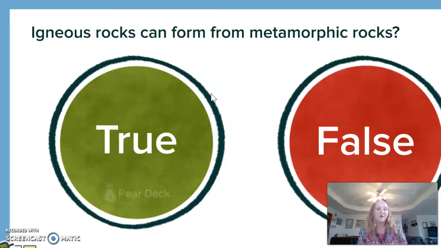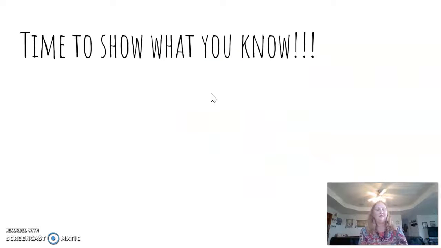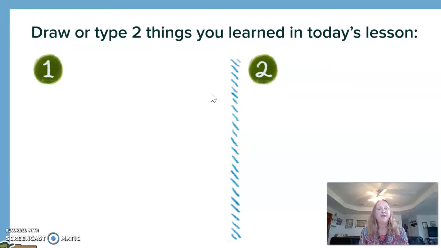Go ahead and answer true or false. Great job. Let's think about how our understanding of metamorphic, igneous, and sedimentary rocks being formed through the rock cycle, how we feel about that. Let's reflect on our ICAD statement by drawing or typing two things you learned in today's lesson.